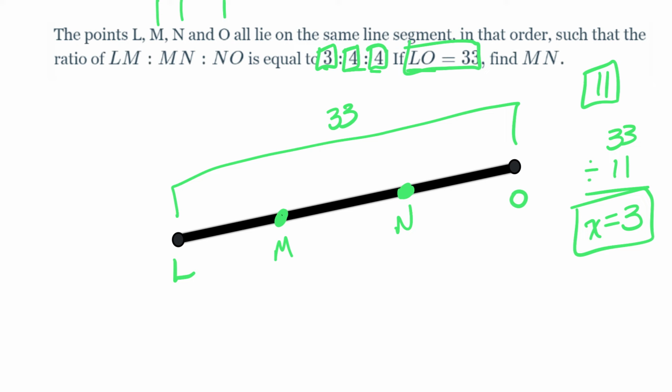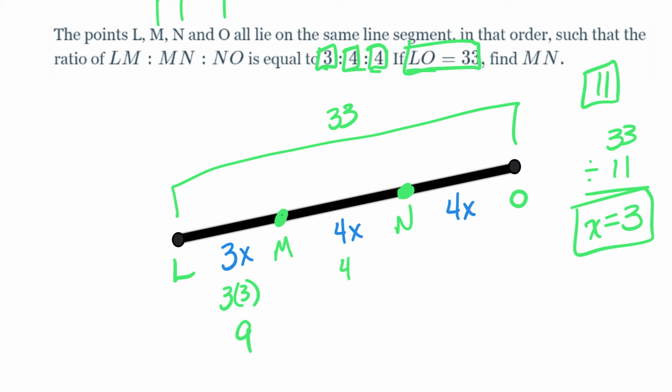Well, LM had a ratio of 3. MN had a ratio of 4, so they get 4 of the shares. And then NO also had 4 shares because those are equal. Those are equal distance. So there we have it. And we have equal shares of each of these. So 3 shares at $3 is a total of 9. 3 parts, excuse me.